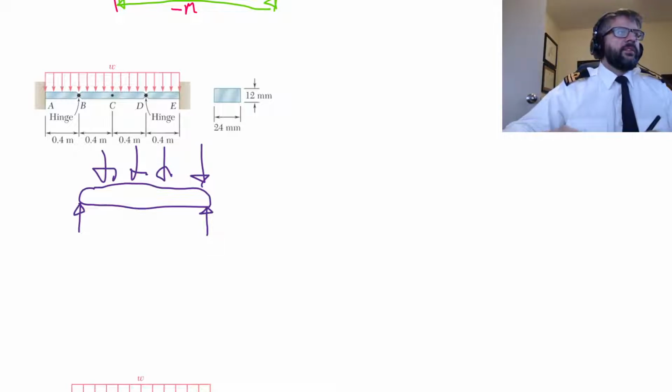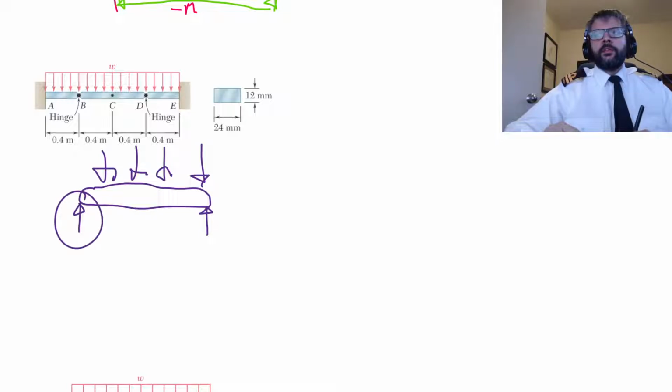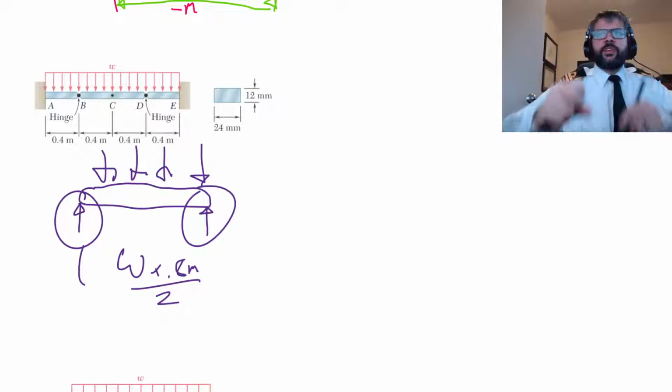And I think it's safe to say that you guys are at a point now where you can figure out that for this thing to be in equilibrium, these 2 forces need to be equal. So the magnitude of those forces would just be that W times this distance here, 0.8 meters divided by 2, because we're splitting it up into 2. So that's what's going on just in that section.